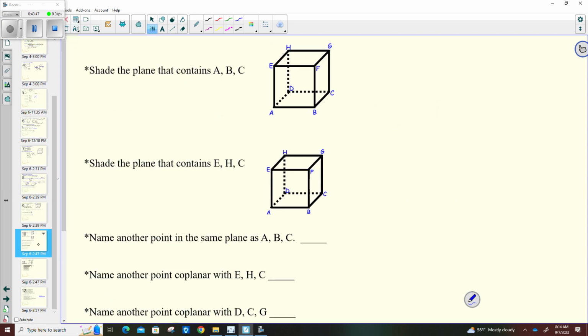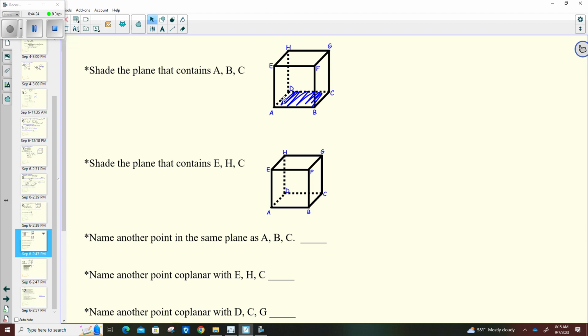Okay. On that picture that is kind of to the right of your how many points make a line, how many points make a plane, this one right in the middle of the page, so second cube down on your paper, you are going to shade the plane that contains A, B, and C. So find the points A, B, and C and shade the plane that contains it. I would shade the bottom, absolutely. A, B, and C are down here.